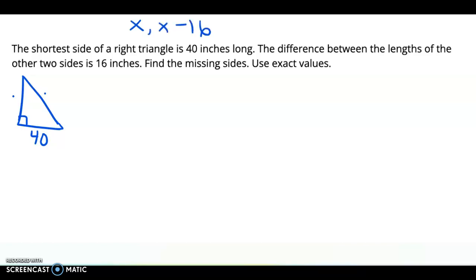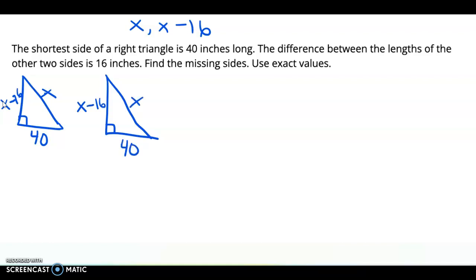Now, something important to know with a right triangle is the hypotenuse has to be the longest side. So the hypotenuse is going to be the x side, and this one will be the x minus 16 side because it's the shorter side. Okay, so that's the first part. Let's get all of those lined up. In fact, let me draw a little better picture so it's a little clearer to see. So that's x minus 16, x, and 40.